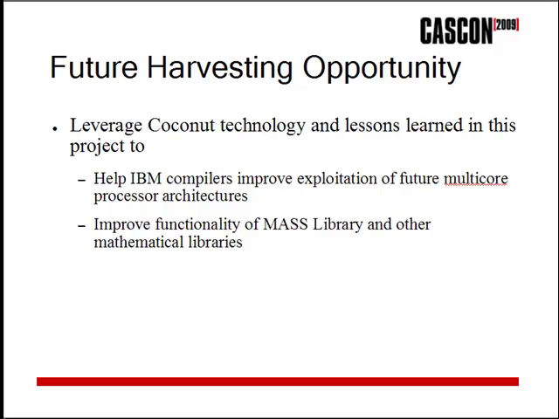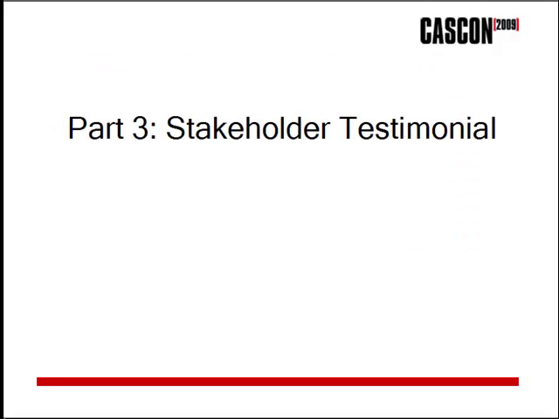Besides the Cell Broadband Engine, this project also has additional harvesting opportunities. We can leverage the Coconut technology and lessons learned in this project to help IBM compilers improve exploitation for future multi-core processor architectures, and also improve the functionality of MASS libraries and perhaps other mathematical libraries. So what do our stakeholders think of this technology?